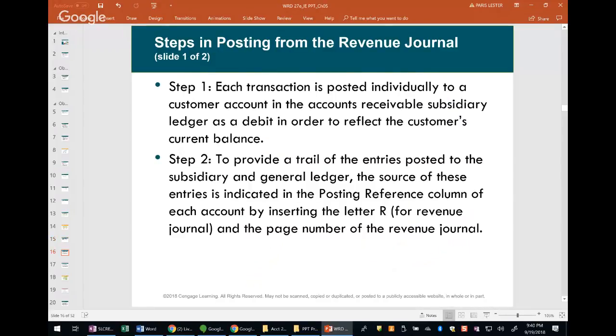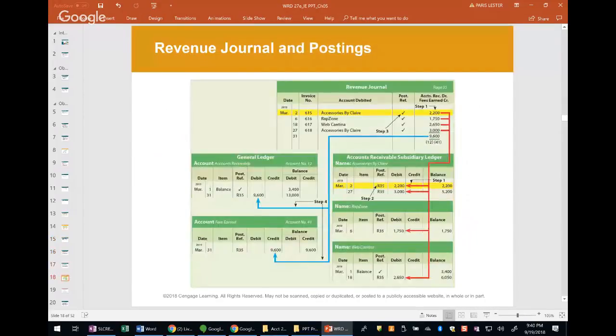An invoice is a bill. All right, we're trying to show you that you post a 9,600 to the general ledger, and R35 means revenue journal, and you post it, put the 12 here, and then 41 is your fees earned. So that's your two postings for the total. And then we put it into accessories by Clara, Rap Zone, Web Cantina, and accessories by Clara.